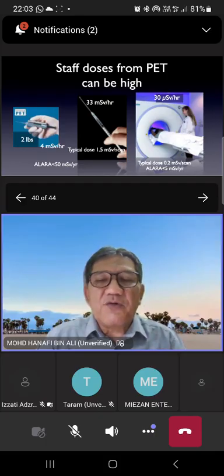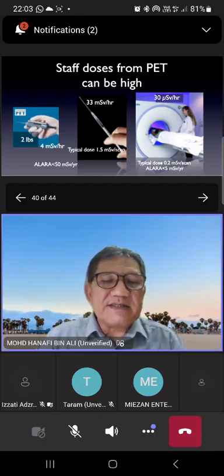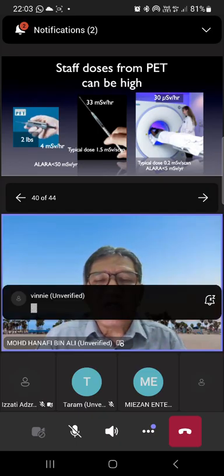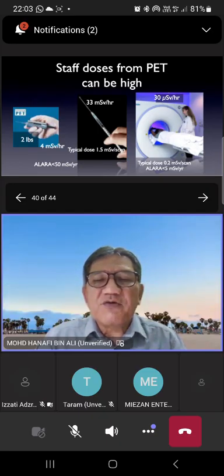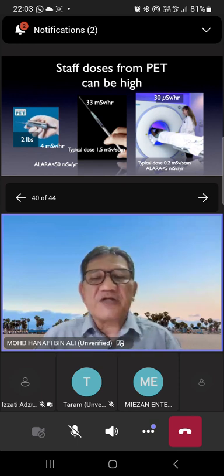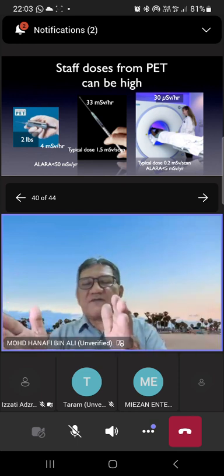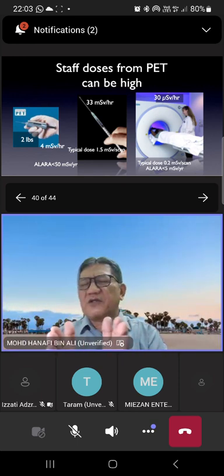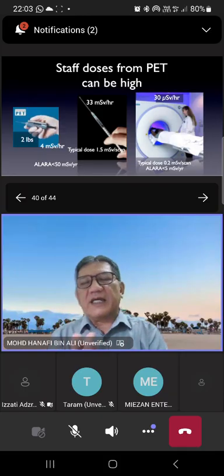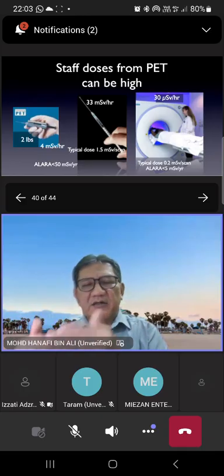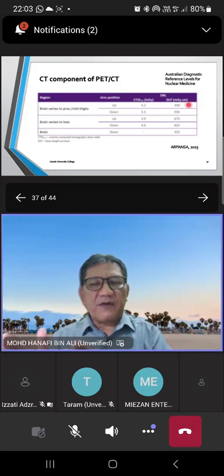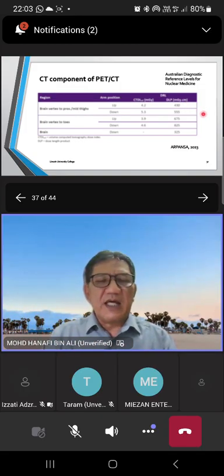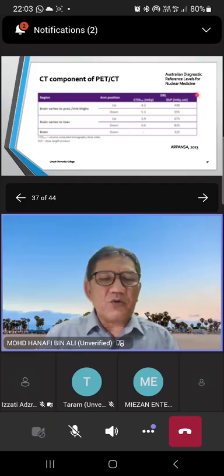Okay, and I go to slide 40. This is all the numbers of radiation dose from PET. How much radiation? 30 microsievert per hour. Remember that isotopes have a half-life, not half value layer, half-life. How many hours it takes will reduce the original dose to half. Yeah. Must remember that we have ALARA here.